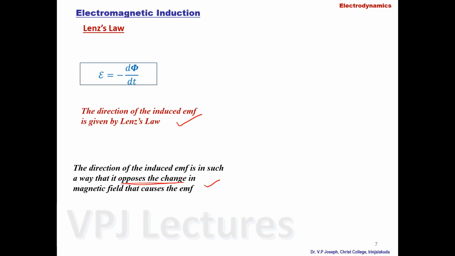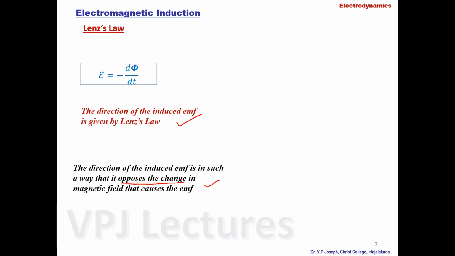In order to produce a magnetic field in the opposite direction, a current needs to flow through the circuit accordingly. So if the magnetic field is increasing, then the current is in such a way that it produces a magnetic field in the opposite direction. On the other hand, if the magnetic field is decreasing, then the current supports the magnetic field. So the induced current flowing through the circuit increases the magnetic field. That means it opposes a change, whether it is increasing or decreasing. That is given by Lenz's law.